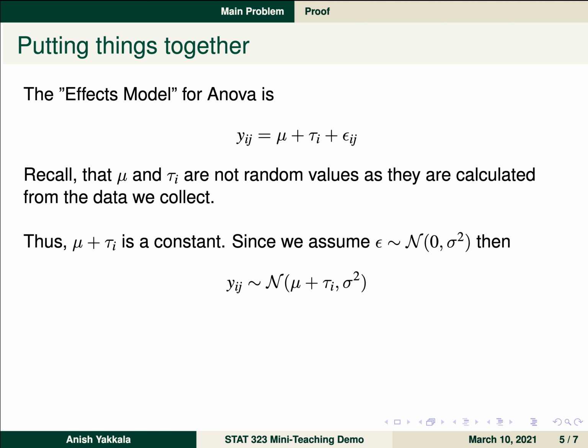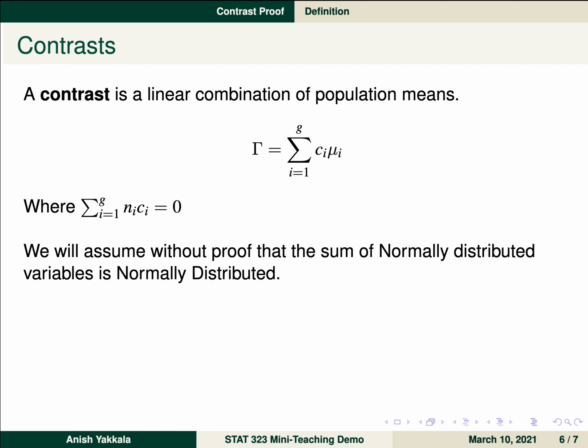And since we assume epsilon, our residuals, are normally distributed with the mean of 0 and a variance, well then y sub i j, our response variable, is normally distributed with a mean of mu plus tau i and a variance. Alright, let's do this for contrast now. So let's recall the definition of a contrast. It's a linear combination of population means, where it satisfies the sum of n sub i times c sub i equals 0, although we're not going to be really using that condition in our proof. And for the sake of the background knowledge in this class, we will assume without proof that the sum of normally distributed variables is normally distributed.